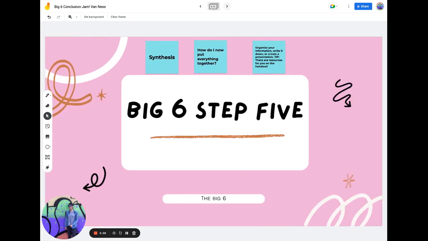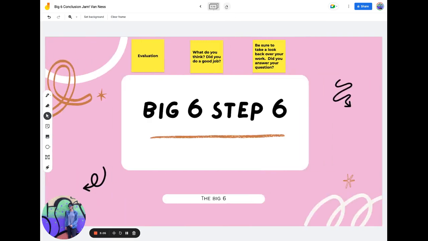Step 5 is all about synthesis. So this is where you organize the information and you present the solution or the decision. Your driving question is, how do I now put everything together? So you're going to organize your information, and I have some resources for that in your handout. Write it down, I also have a resource in your handout, or you can create a presentation.